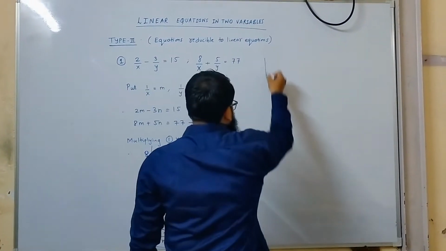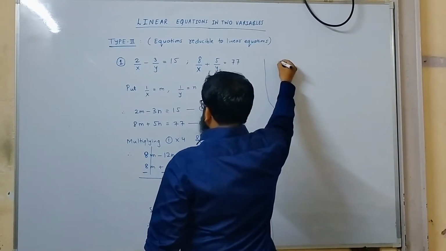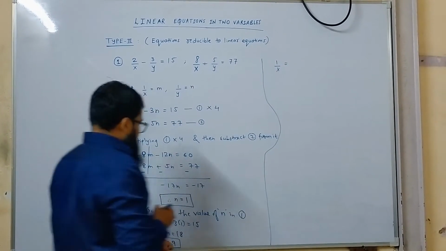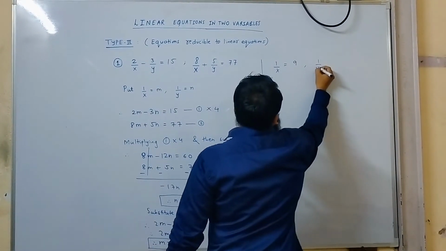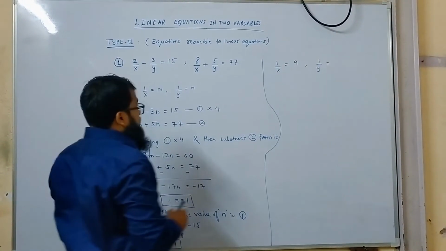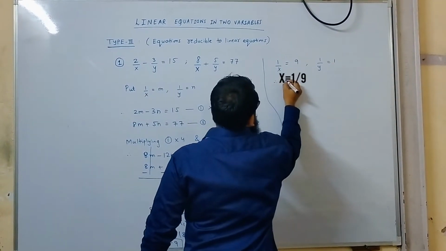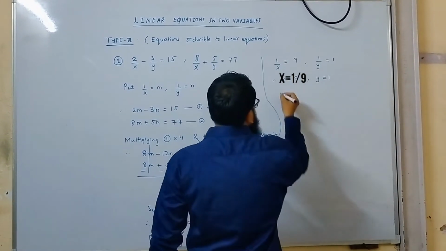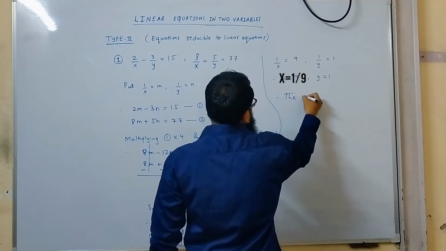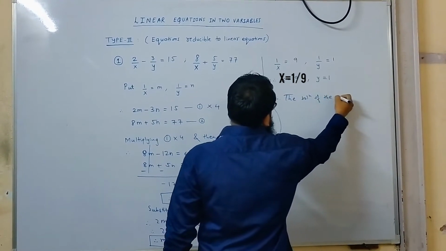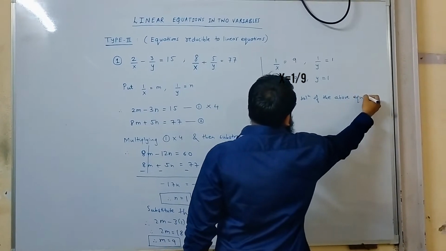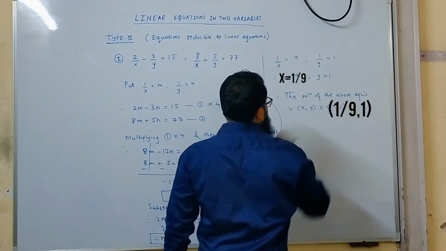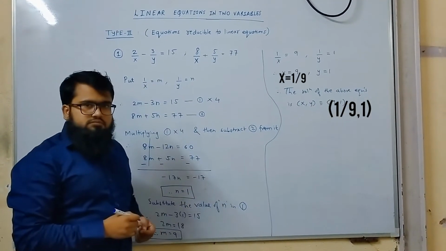Now, we know that 1 by x is equal to m, and m is 9. 1 by y equals n, and n is 1. So therefore, x becomes 9 and y becomes 1, inverting those values. So therefore, the solution of the above equations is x comma y corresponds to 9 comma 1. Is it okay? Let's solve the second question.